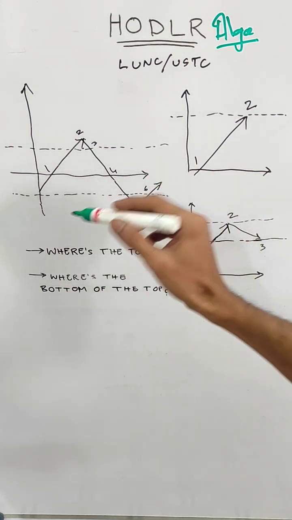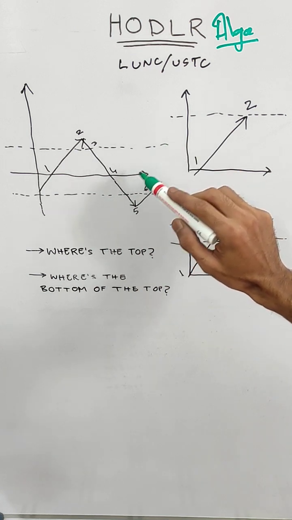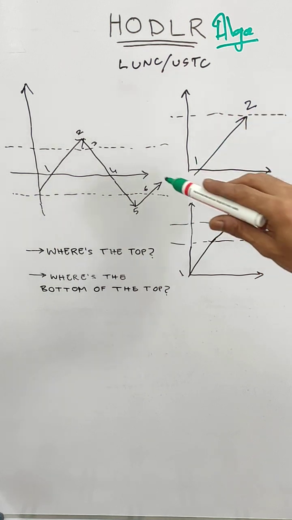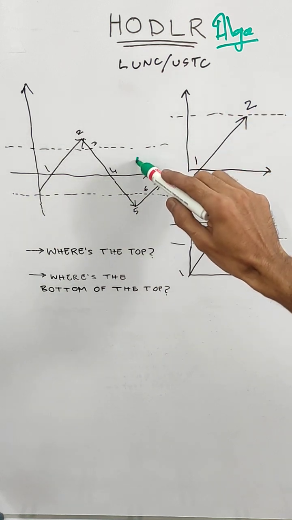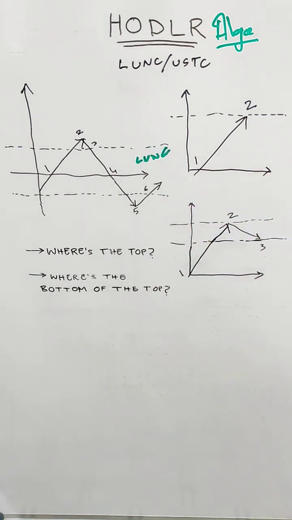And this could be any currency. Like I explained in the last video, this could even be not a crypto, but a stock or a commodity or something else also. So in this example, let's consider that this is LUNC and not USTC.